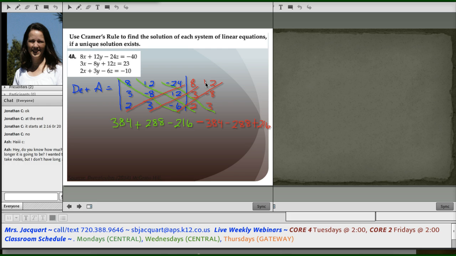Now when I combine all of these terms together, that equals 0. So what this means is there is no inverse.